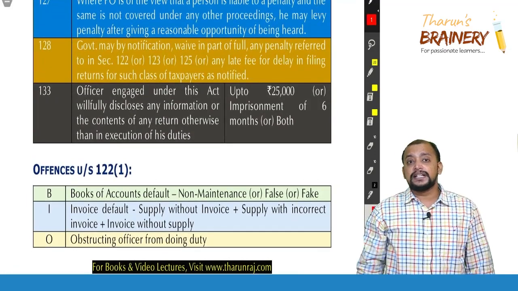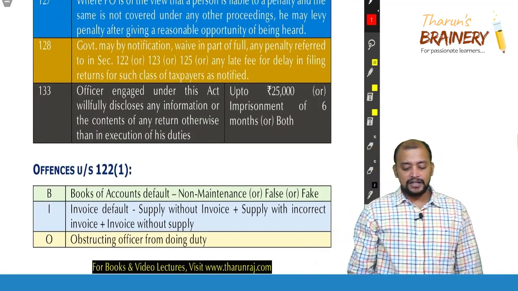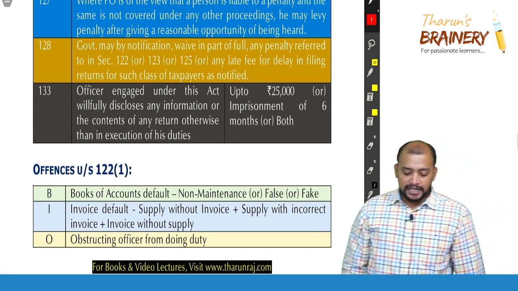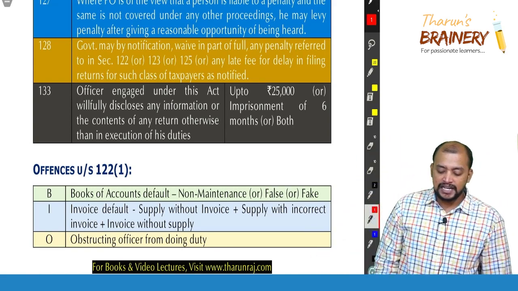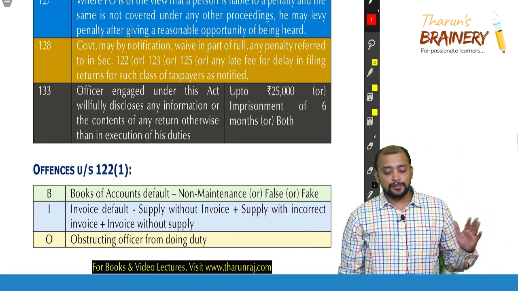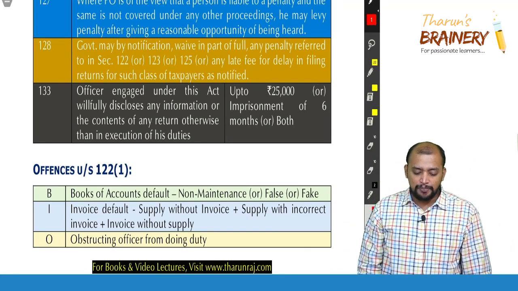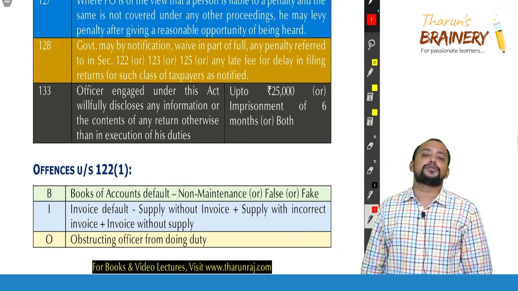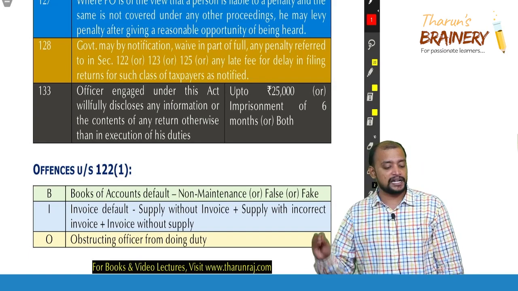Then 127, where the proper officer is of the view that a person is liable to pay penalty and the same is not covered under any other proceedings, he may levy penalty alone. So penalty alone can be separately levied after giving a reasonable opportunity of being heard. Only penalty they can levy. 127.